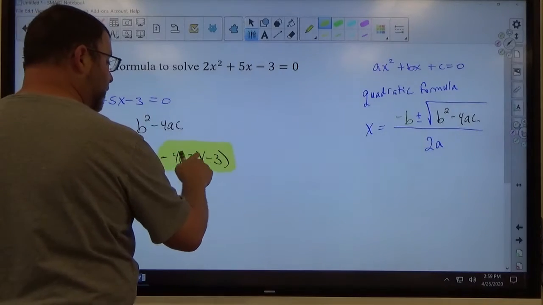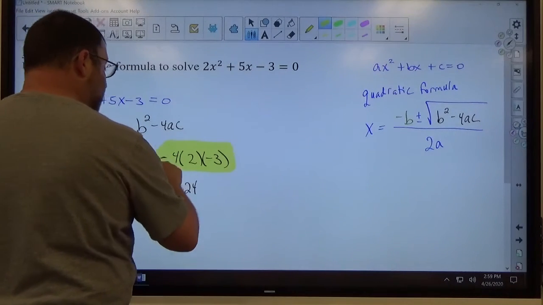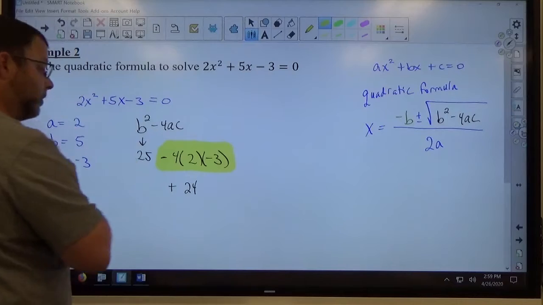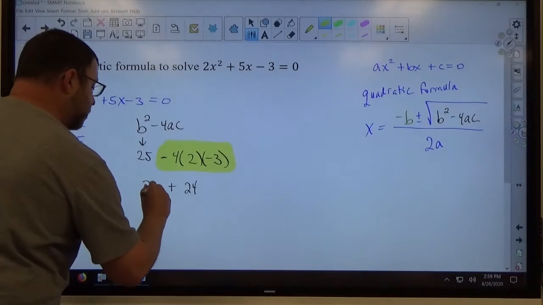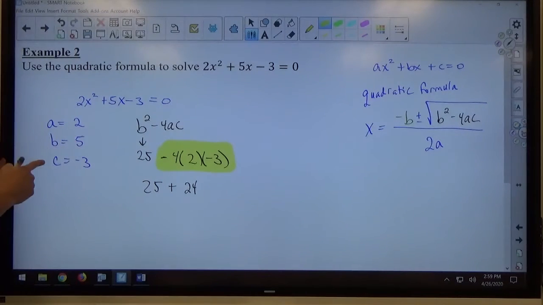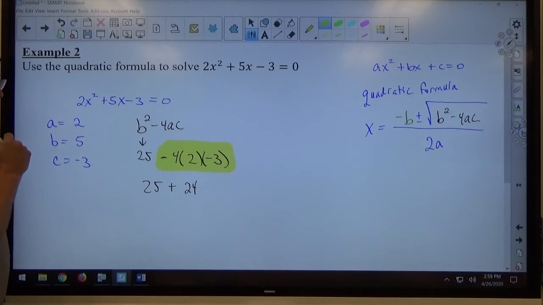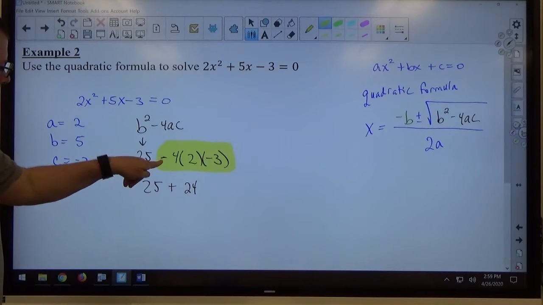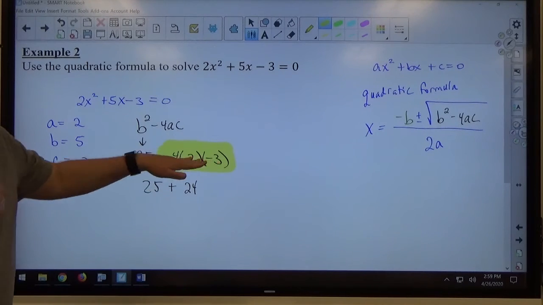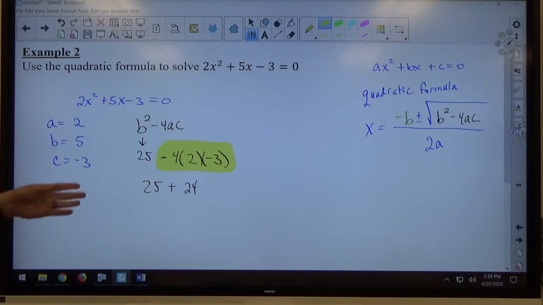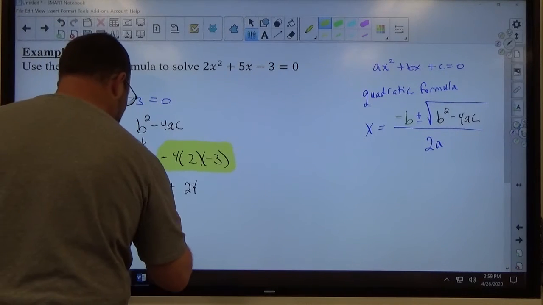So 4 times 2 is 8 times 3 is 24. 2 minuses makes a plus. B squared is still 25. Whether b is positive or negative, b squared is positive, so be careful of that. So if this said b is negative 5, that'd still be positive 25 there. But again, this minus sign is allowed to become a plus sign if the product creates that situation. And the final thing then, 25 and 24 make 49.